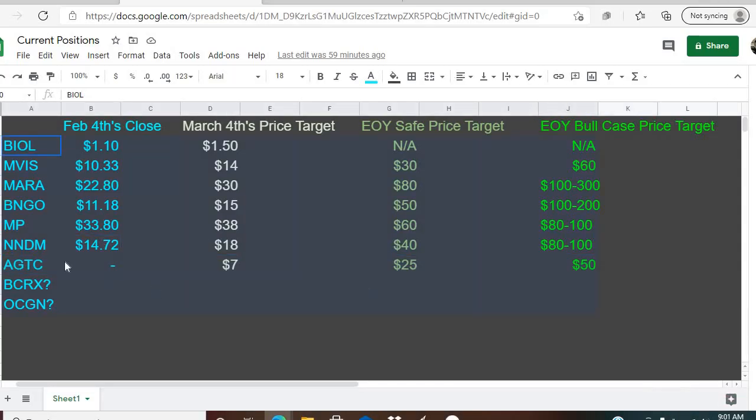But these are the price targets. We do have BCRX and OCGM. We are considering investing in these currently, and we did actually go over BCRX in one of the examples. There's not really much new news here. I will be going over this later in more videos.